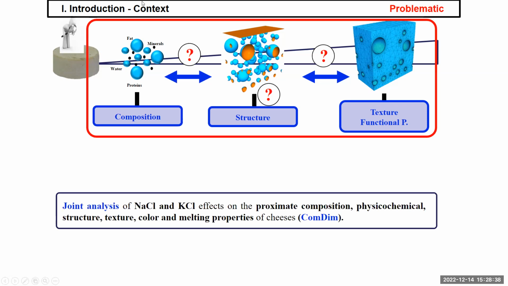So as you can see here, we wanted to study different scale levels, and we wanted also to make a link between all those scale levels. So in order to make a link between those different scales, we use the COMDIM method that allows you to analyze the link between different data tables and also to identify what is the data table that is the most important for the property that is modified in the cheese.